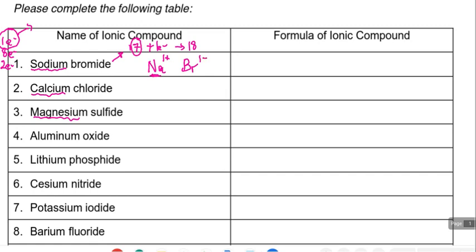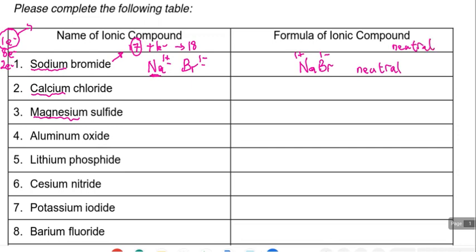Now, my job in writing the formulas of these ionic compounds is to make sure that all of the compounds are neutral, and that means that the number of positive charges and negative charges cancel each other out. So Na is +1, Br is -1. Therefore, I can write these two together, NaBr, and it will be neutral, because Na is 1 positive and Br is 1 negative. Every compound that you're trying to write the formula for should be neutral.